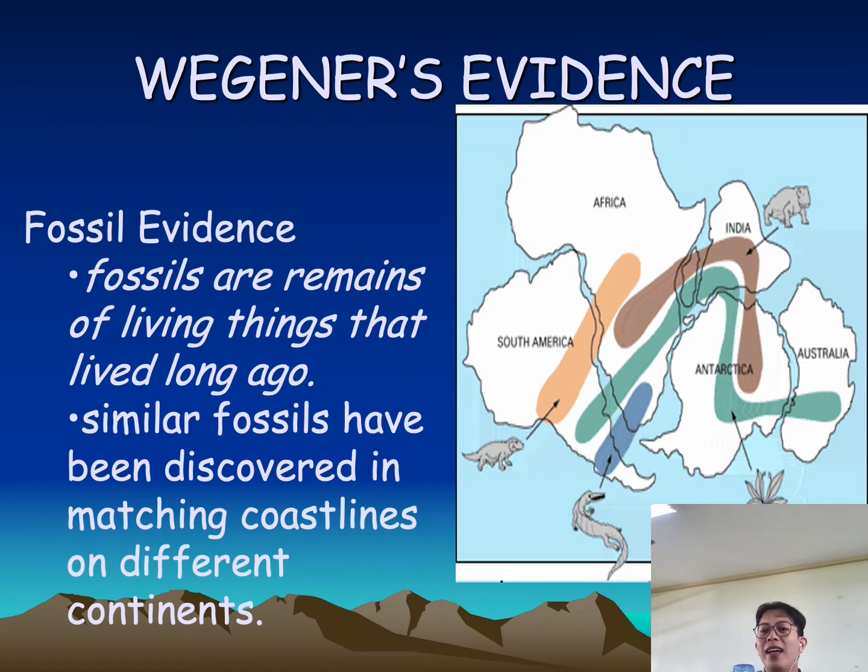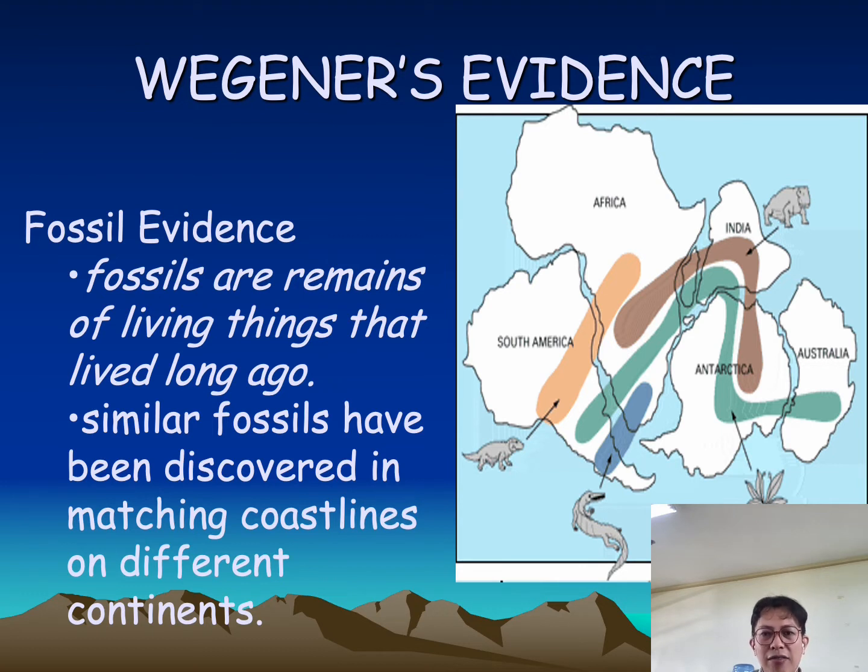The same with other animals or fossils. For example, this one in the blue shade: there are fossils found in the southern tip of South America, and also in the southern tip of Africa. So meaning Africa and South America were once compact, dikit na sila before, because of these fossil evidence.